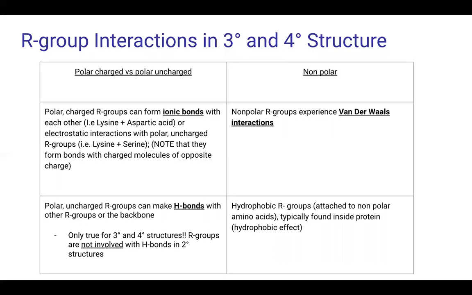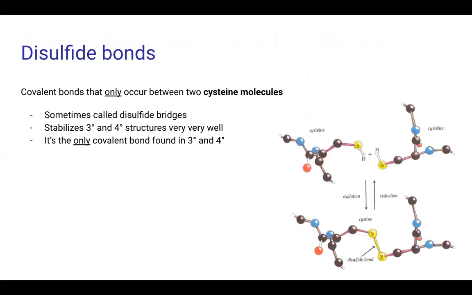And then we have polar uncharged R groups can make hydrogen bonds with other R groups or the backbone. This is only true for your tertiary and quaternary structures. R groups are not involved with hydrogen bonds in the secondary structures. So when you hear hydrogen bond in secondary structures, that's just between the backbone, not with the R groups. And then the nonpolar interactions you'll find in tertiary and quaternary structure are van der Waals interactions. That's just between two nonpolar R groups. And hydrophobic R groups are typically found inside the protein, which is the hydrophobic effect. Does anyone have any questions so far?